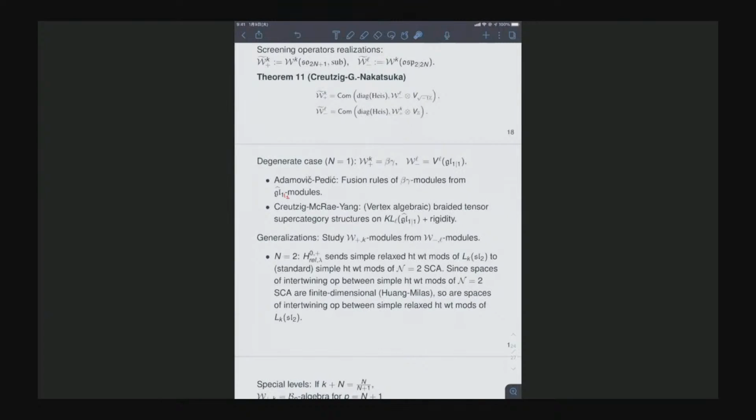And in fact, Adamović and Milas proved that the space of intertwining operators between simple highest weight modules of N=4 super Virasoro is finite dimensional. So using our functor, we can prove the finite dimensionality of the space of intertwining operators between simple relaxed highest weight modules of affine SL2. And the natural expectation is that we can generalize this result to the more general subregular W-algebra case, but this is a much more difficult question.